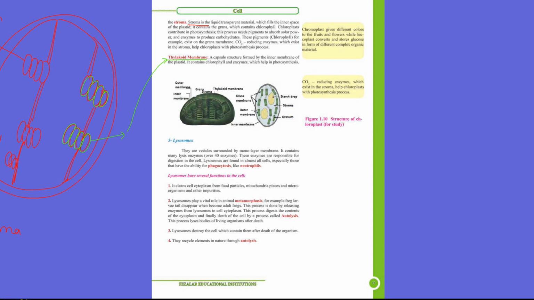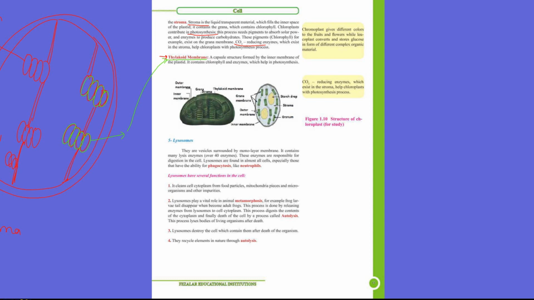Chloroplasts contribute to photosynthesis. This process needs pigments to absorb solar power and enzymes to produce carbohydrates. Solar power and enzymes. These pigments, chlorophyll for example, exist on the grana membrane, which we call the thylakoid membrane. CO2 reducing enzymes. My friends, CO2 reduction means photosynthesis, similar meaning. These enzymes exist in stroma and help chloroplast with the photosynthesis process.